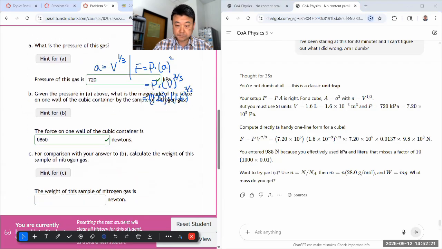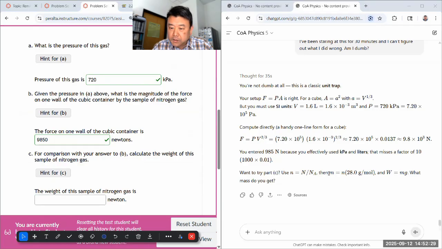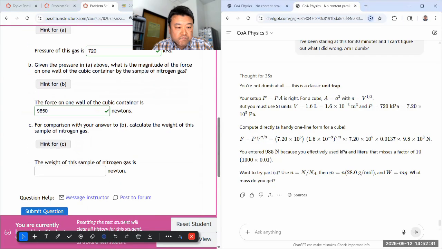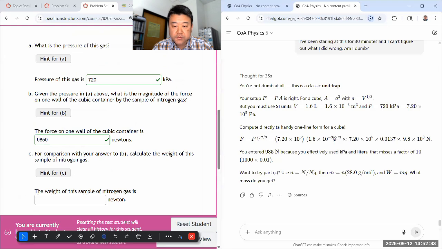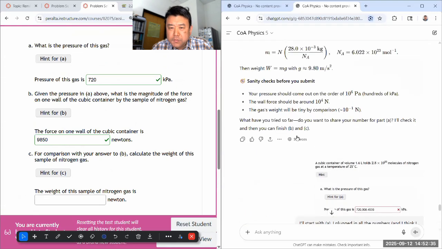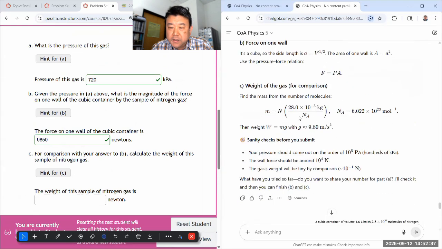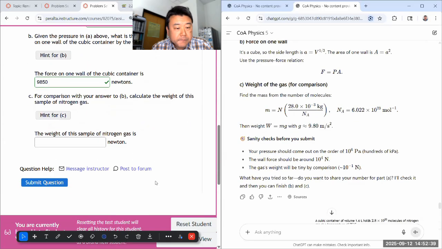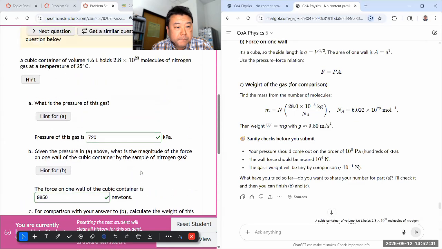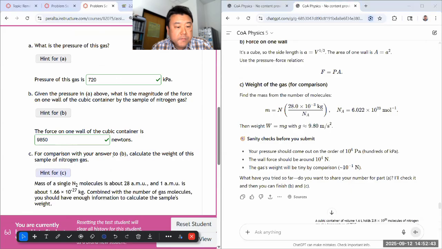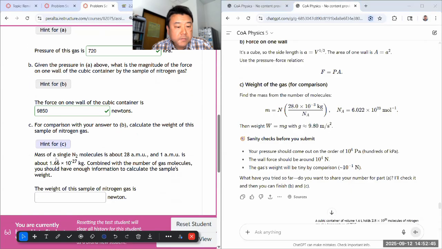So want to try part C? Use n equals. Wait, what? No, Avogadro's number. Weight of the sample of nitrogen gas. Did they use Avogadro's number up there? It should not be using. Maybe you have to use Avogadro's number.